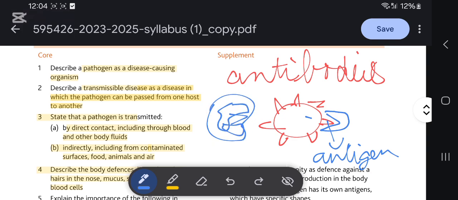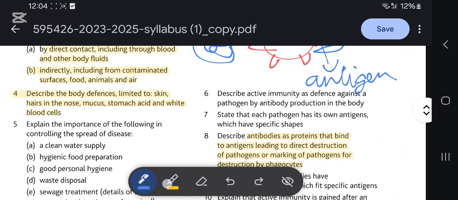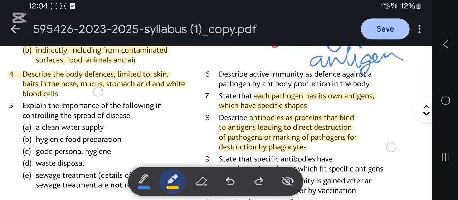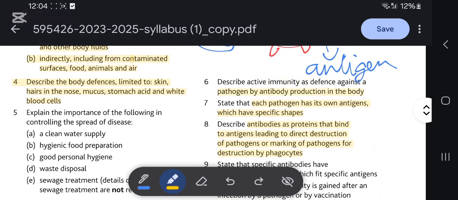I don't have to draw the lobed nucleus. So then the phagocytes can eat this. And of course each pathogen has its own antigens which have a specific shape. Now there are two types of ways the body can defend us. There's active immunity, by antibody production in the body.